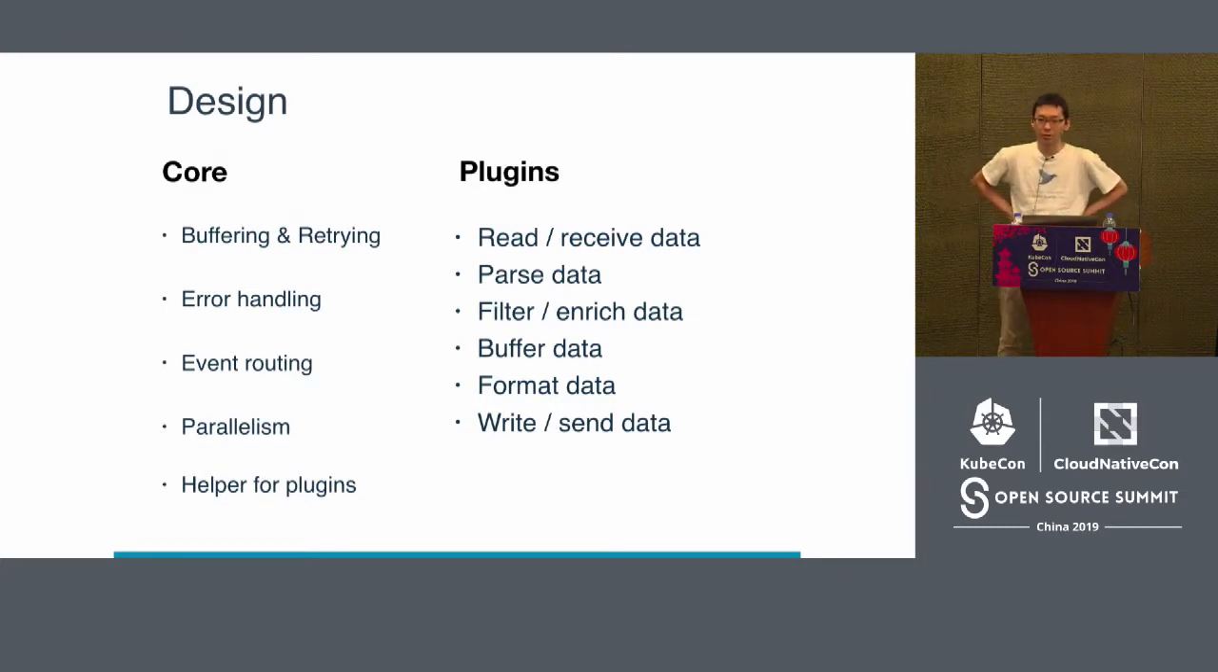Okay. These are details of the Fluentd design. Fluentd consists of core parts and plugin parts. The Fluentd core covers the common concerns of data collection. Fluentd core provides buffering and restoring features, and error handling for temporal failures or unrecoverable errors. Of course, Fluentd has event routing for data destinations. Fluentd has more features for parallelism to improve performance. And the Fluentd core also provides a collection of plugin helpers for plugin development.